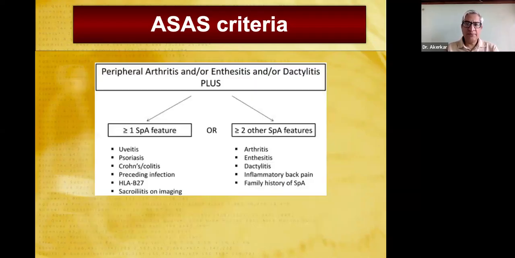This is axial SpA, and these are the criteria for peripheral arthritis. So either peripheral arthritis or enthesitis or dactylitis plus more than one SpA feature or more than two other SpA features. These are the core SpA features. These are the other SpA features. This is also what can give you a diagnosis of SpA.